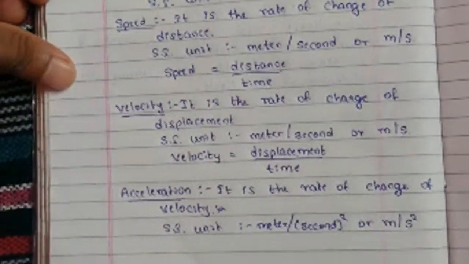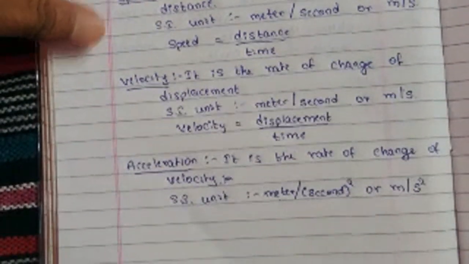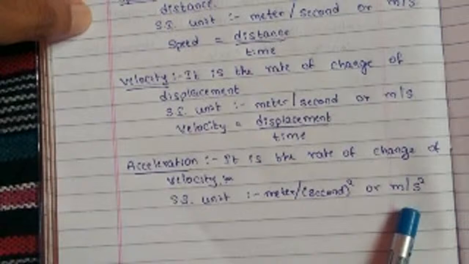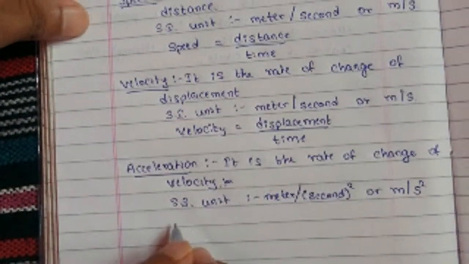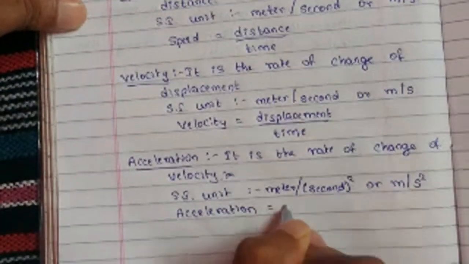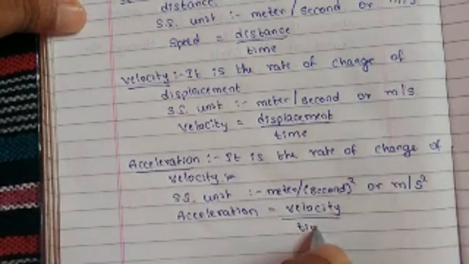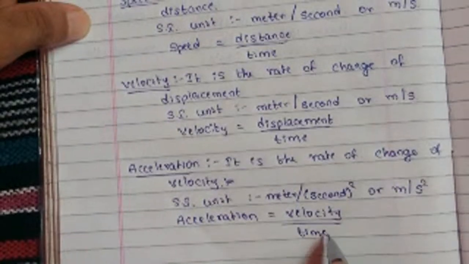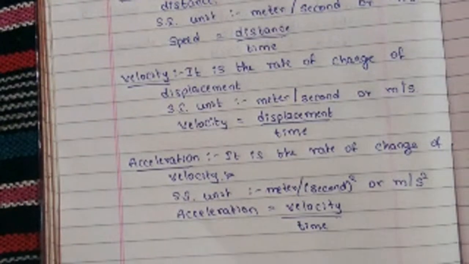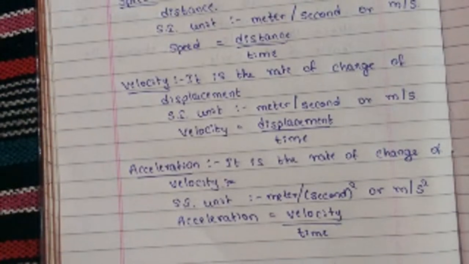Okay, and then when we come to the expression, your expression is different, the SI unit is different. SI unit means meter per second square, and the expression for acceleration is equal to velocity divided by time. So it is the rate of change of velocity, or change in the velocity with respect to time. So this is about acceleration, velocity, speed, displacement and distance.